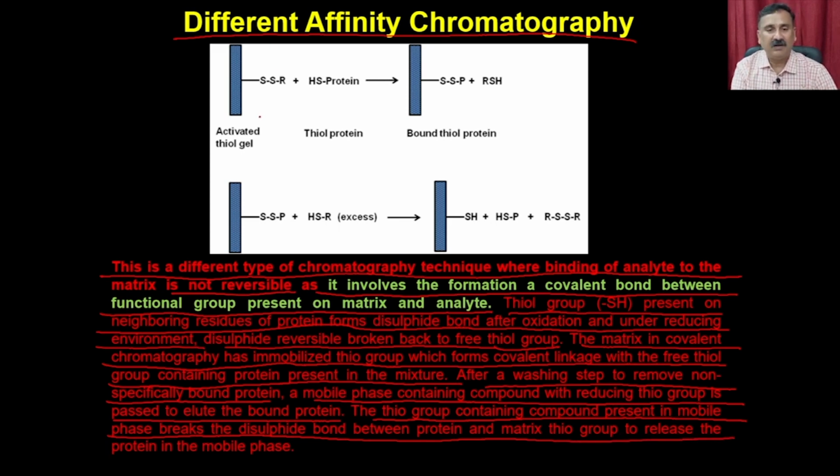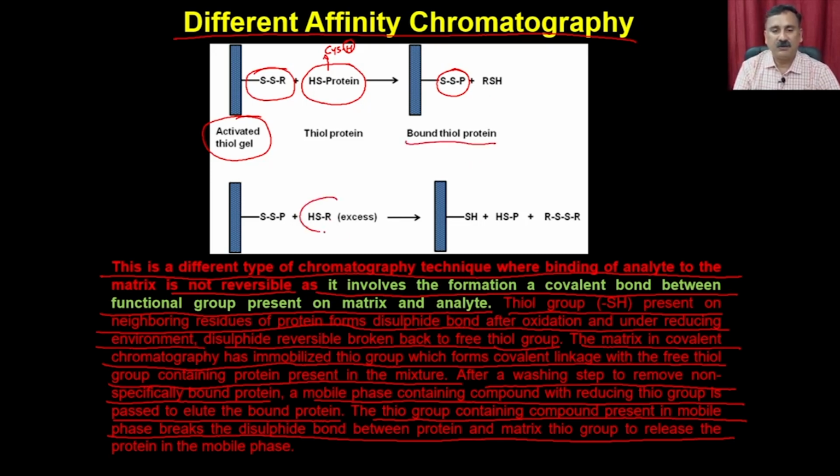So you have the activated thiol group on the matrix, and when you add a protein, the protein has a free cysteine. The free cysteine reacts, making a disulfide linkage with the matrix, and the protein is bound. Then when you add the reducing equivalents, it reduces the disulfide on the column, and that is how it releases the protein into the supernatant.